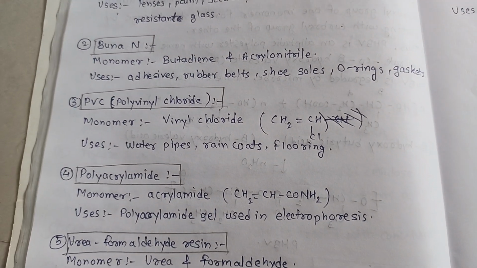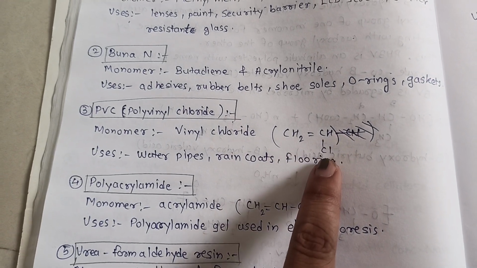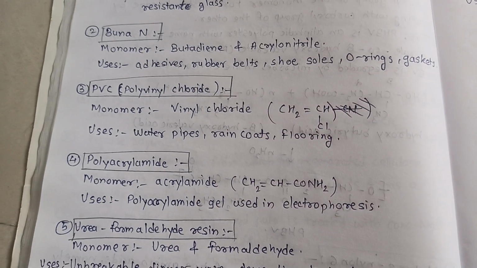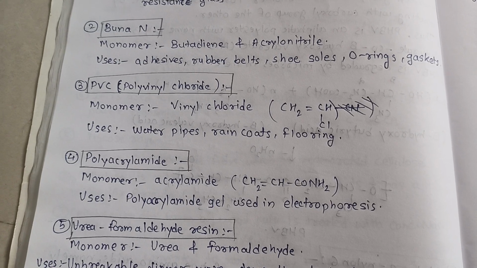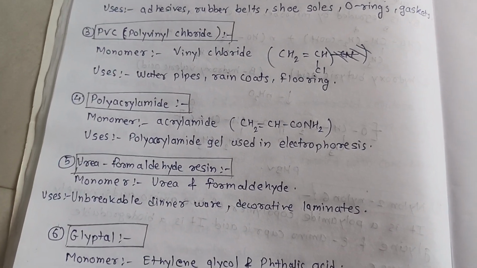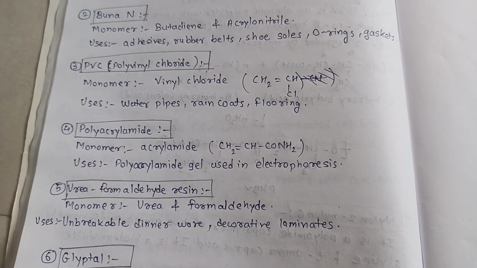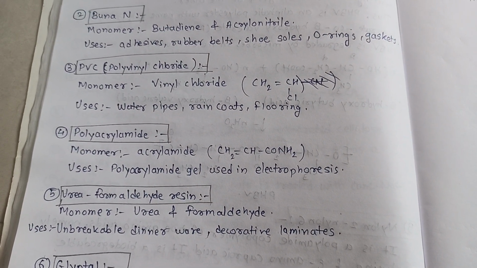And you can see the monomer of this. Just remove one of the hydrogens of ethene and replace that by Cl, chlorine. So CH2 double bond CHCl. Polyacrylamide. Monomer is acrylamide, CH2 double bond CH CONH2. Uses: polyacrylamide gel used in electrophoresis.